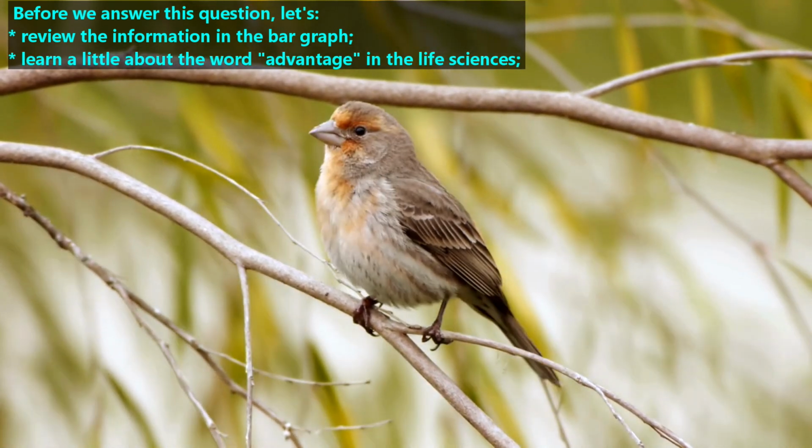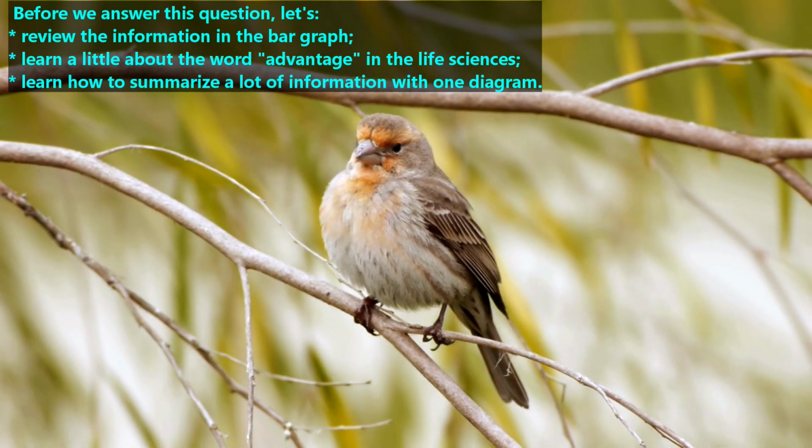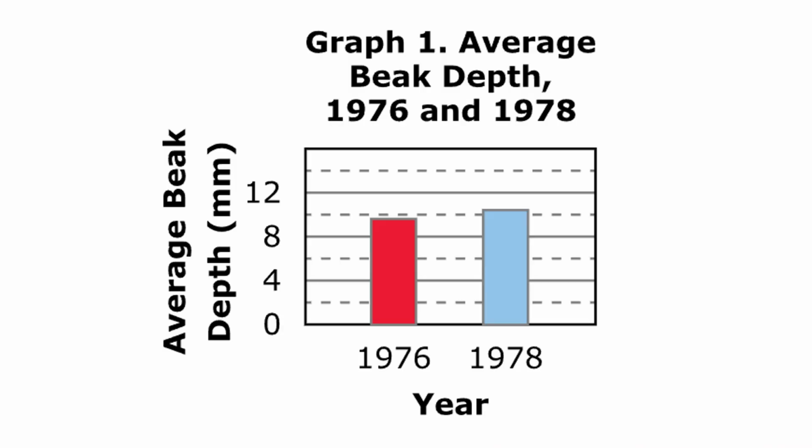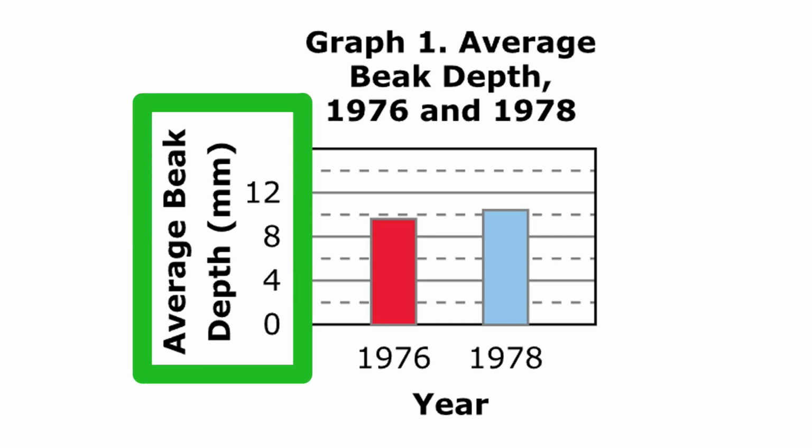Learn a little about the word advantage in the life sciences, and learn how to summarize a lot of information with one diagram. First, let's look at this bar graph. The title tells us this is about the average beak depth in the year 1976 and in the year 1978. The vertical numbers represent the depth of bird beaks, but there are only a few numbers present, so we'll have to write in some other numbers.